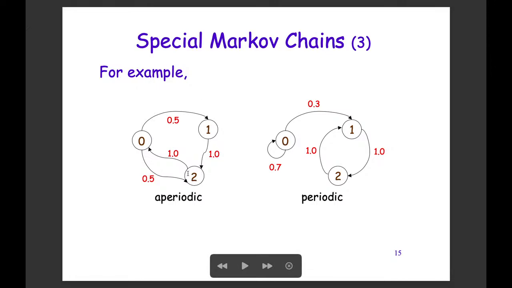Now state 2 is similar to state 0. It can come back in 2 steps. It can also come back in 3 steps. So state 2 is also not periodic. Now when every state here is not periodic, the whole Markov chain, we call it aperiodic.